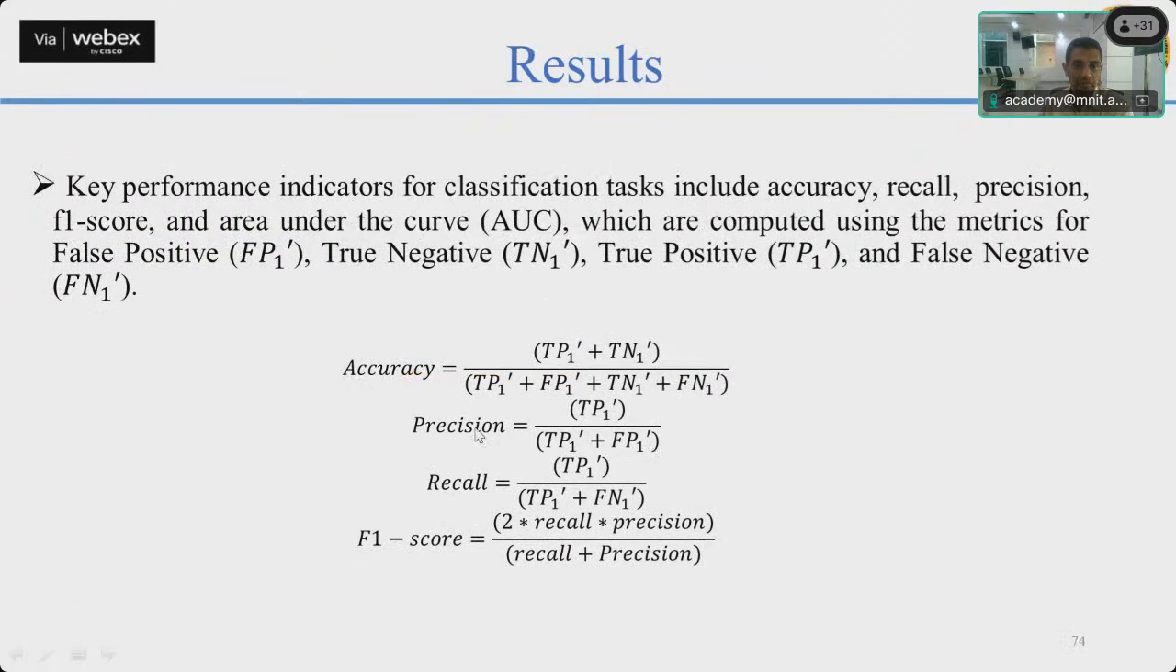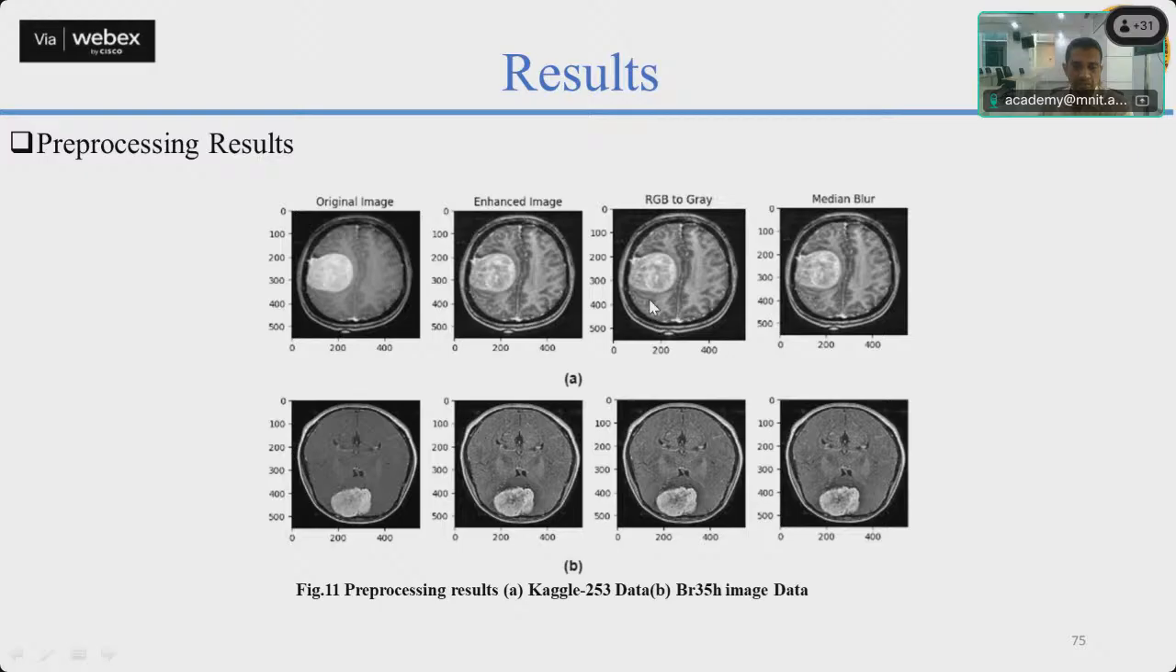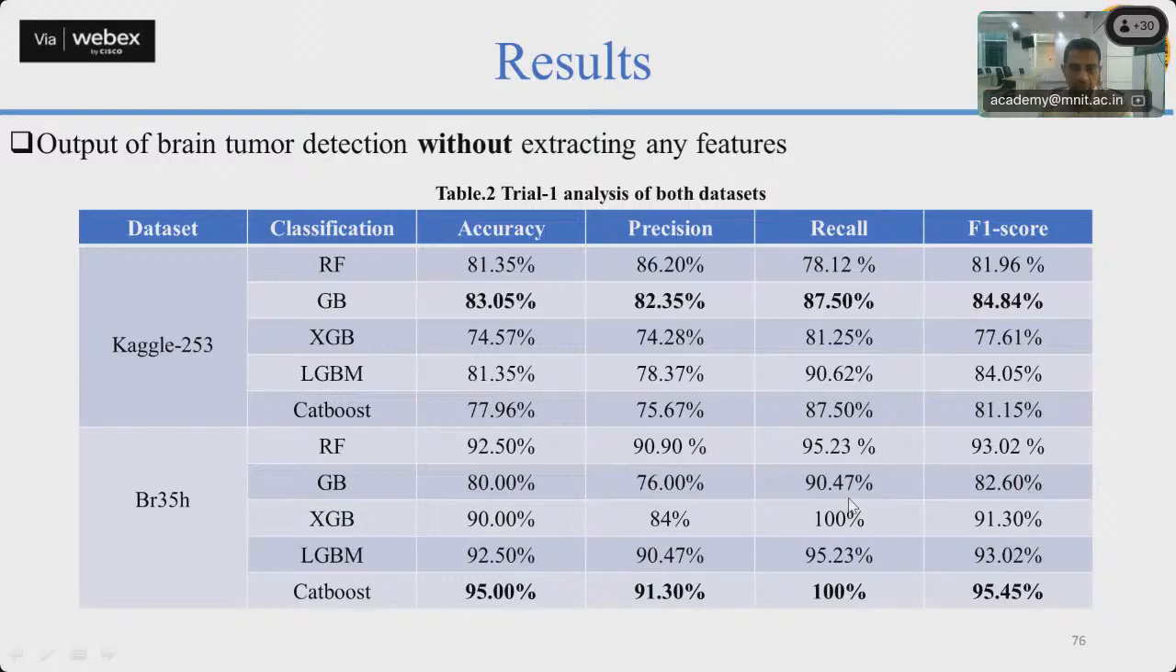So this is again the key result: original image, then the enhanced image, RGB to green, median blur, and you see how beautiful it is. How much clarity you can see in the final. It is tumor. It is easily visible. So accuracy, if you really call it, it is the Kaggle 253 when it is there.